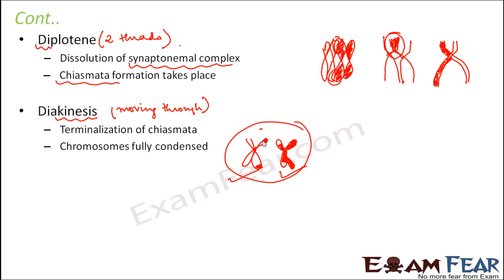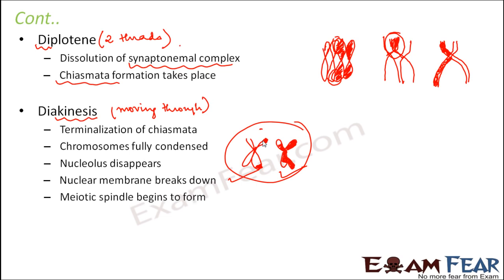Here the chromosomes again get fully condensed. Nucleolus disappears. Nuclear membrane breaks down. All these things happen which are common to prophase. Meiotic spindle will begin to form. That means the centrioles will move towards opposite poles, somewhat like this, and then it will start to form the spindle. Now you will find the process quite similar to mitosis because spindle formation has started.